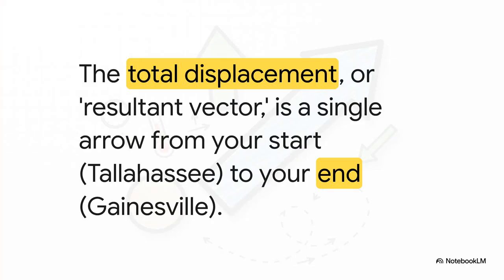So after all that driving, what's our total displacement? Well, it's not the total kilometers we drove. It's a single vector. We call it the resultant, that you draw directly from our starting point, Tallahassee, all the way to our final destination, Gainesville. It represents the shortest straight line path from start to finish, no matter how we zigzag to get there.